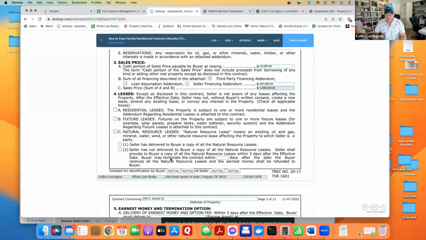If you have a lease of some sort with that equipment, you need to go ahead and say, yes, I need this. Natural resource leases. What if somebody's drilling for gas and oil on the property? I need to know what that lease looks like.